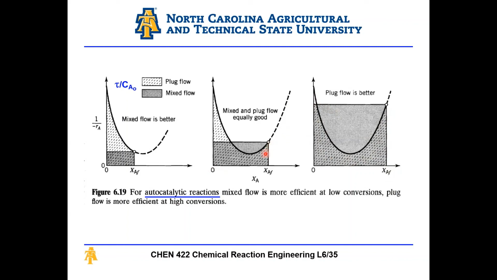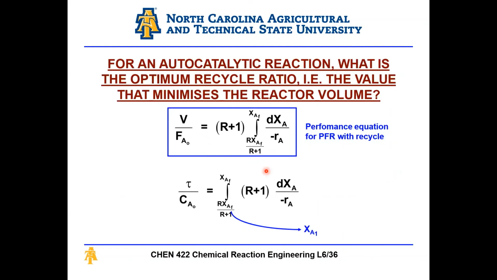However, there does exist an ideal point where both of them perform equally well, right? So there is a conversion at which both CSTR and PFR will be equally good for your autocatalytic reaction. Okay, so let's pose this question. For an autocatalytic reaction, what's the optimum recycle ratio, i.e. the recycle ratio which minimizes the reactor volume required? What's the best recycle ratio to minimize the reactor volume?